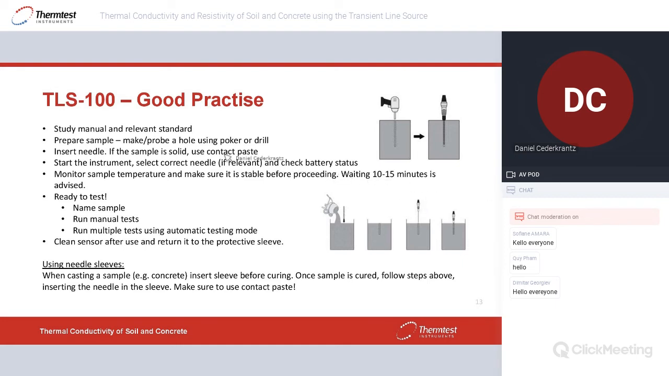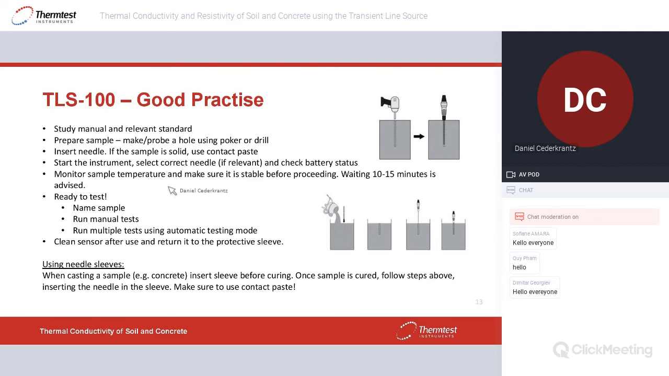If the sample is solid, then we need to use contact paste. You will soon see that in a little video here, but it's important to put contact paste around the needle for testing solid, simply because we need to have a good contact between the sample and the surrounding material that we want to test. If you don't have this, it will take too long for us to reach the steady state part of the transient curve that we discussed earlier here. And that means that we will not find a straight line where we expect it to be, and you will get incorrect results, typically too low values. So make sure to use paste for hard samples.